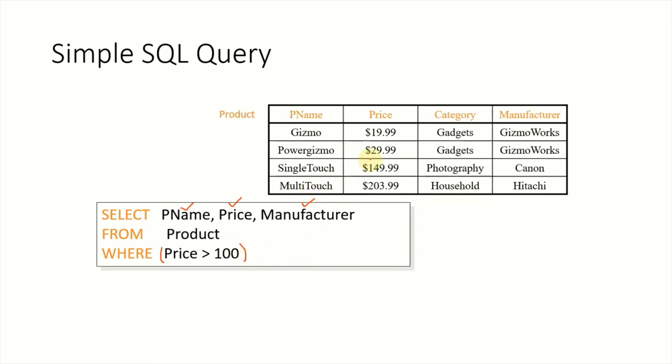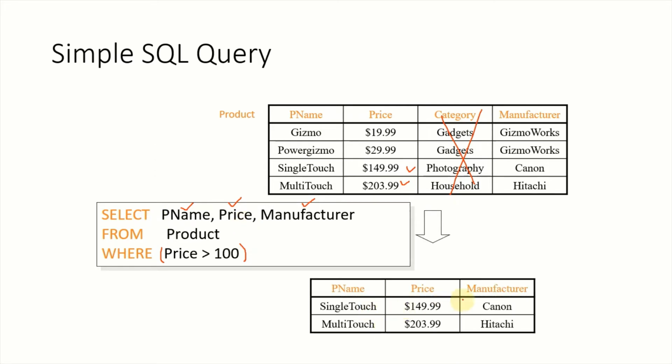Now again in the table we have 4 items. The price for single touch is greater than 100, and multi-touch also has a greater price. So in the result we will get single touch, multi-touch, their prices and their manufacturer. This category will not be displayed because we have not given category just after select. You can see the result here. We have 3 attributes as per our select query, and as per the condition we got only 2 records from this table.